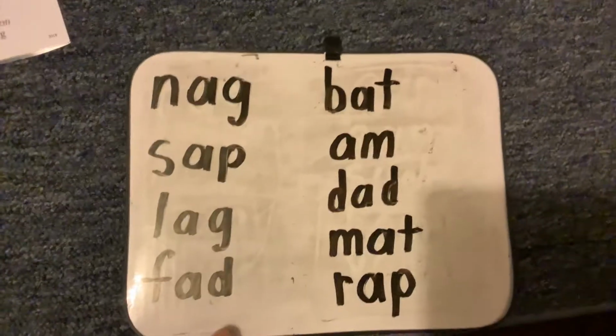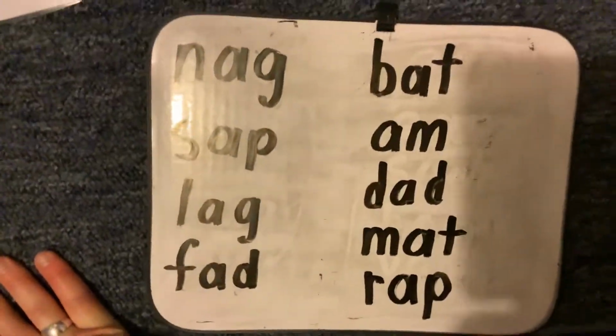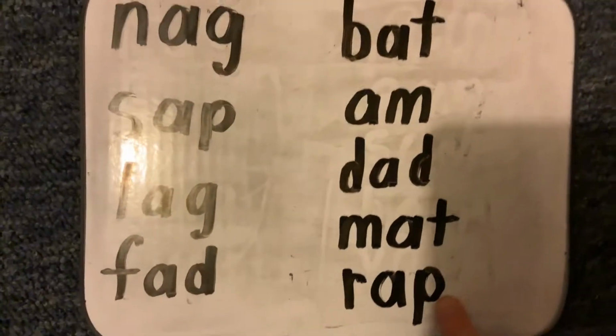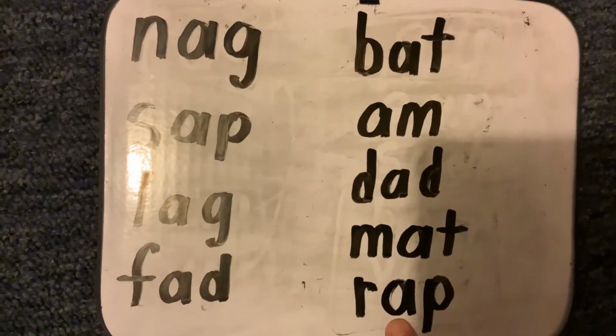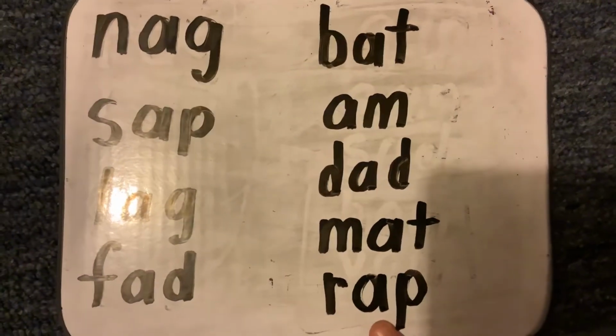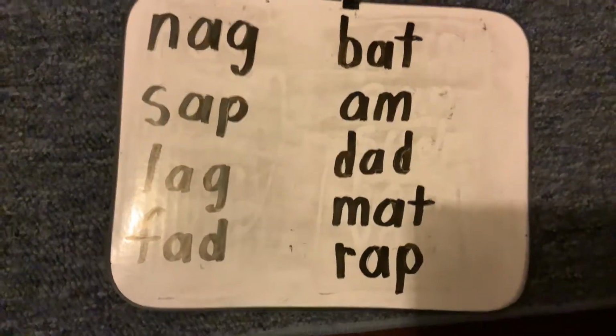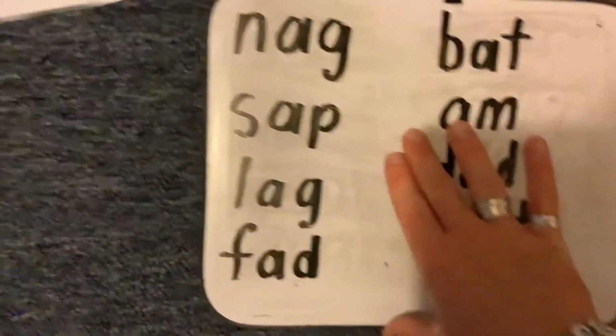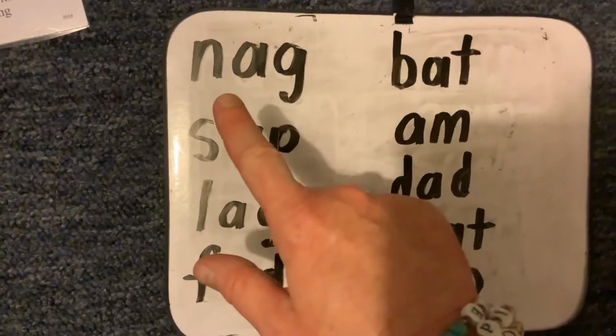All right, now let's review some of our closed syllable words. Closed syllable means it ends in a consonant and our vowel says its sound. The sound of this vowel is ah, like an apple. Think of when you take a bite of an apple. So let's practice reading. Here we go.